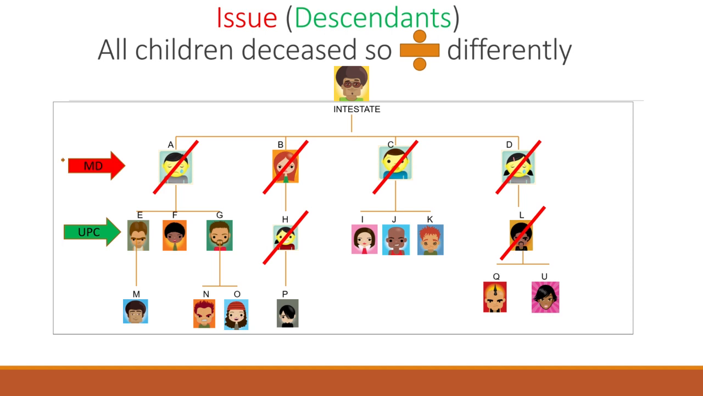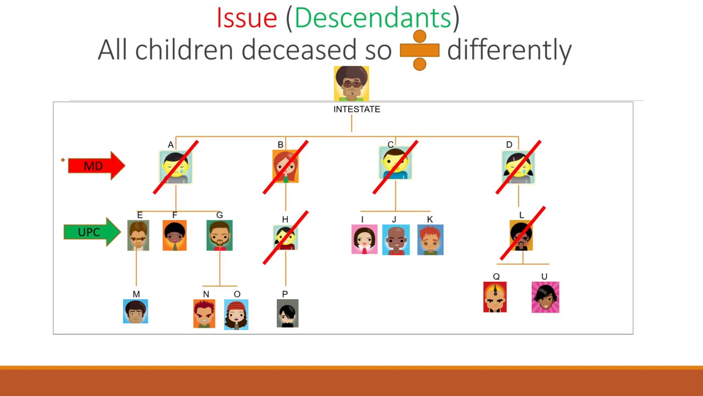Here we've got all children deceased, okay? Now, in Maryland, as long as there's somebody under that line, in the A line, E, F, and G will be able to take what would have been A's share. We will divide at the children level.